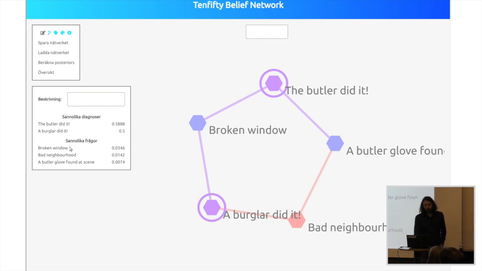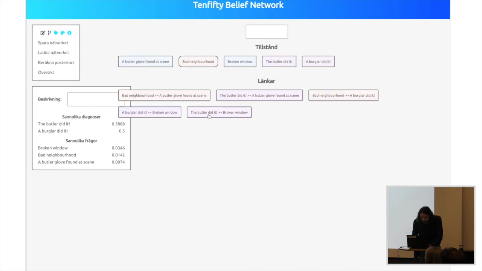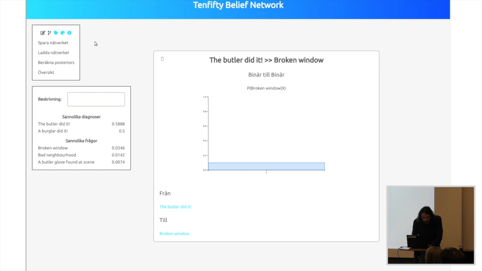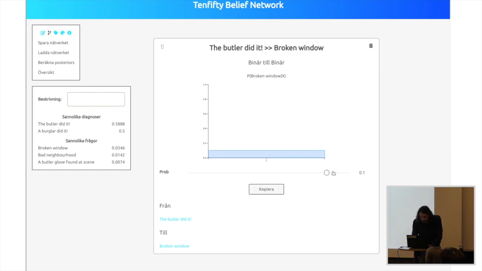And the most valuable node to observe is broken window. That's the one that we calculate would give us the most. If we know this, then it gives us a lot of information to differentiate between the butler and the burglar. If I'm going into this network again and saying, well, a lot of butlers, they're smart. So they tend to break the windows as well. So in 60% of the cases when a butler did it, they also broke the window.